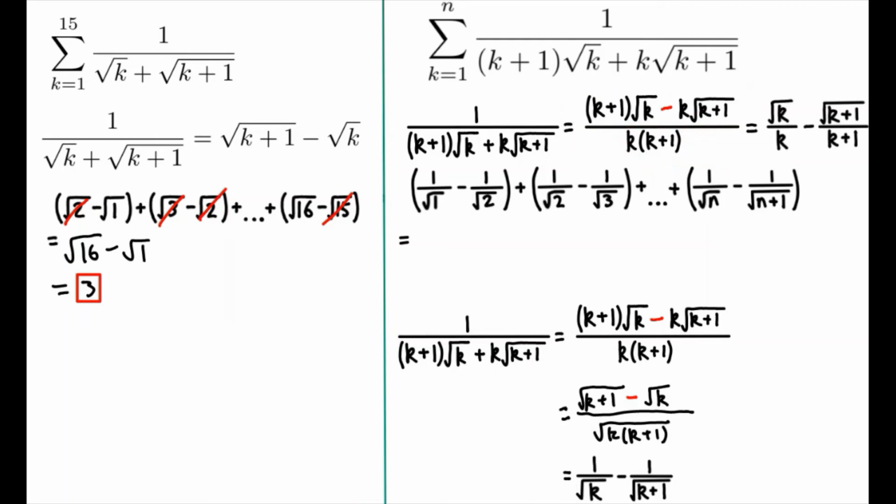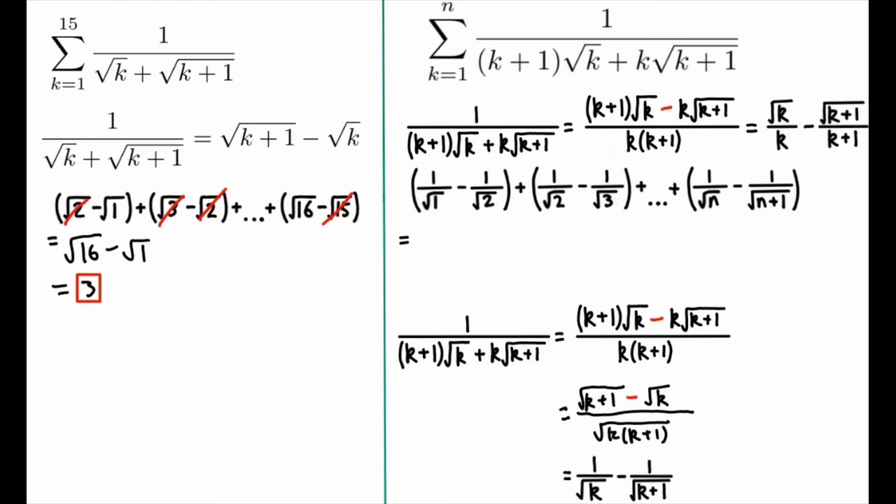There are two ways to do it from here, and we're going to discuss both of them. First, we can separate this into one fraction and this into another fraction. Canceling, k+1 was here and k was here, so we're left with square root of k divided by k minus square root of k+1 divided by k+1.